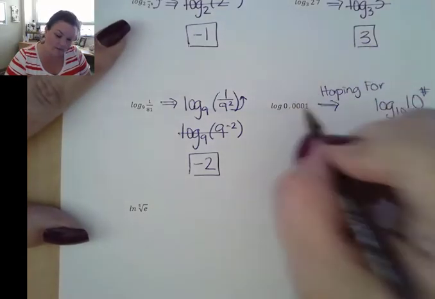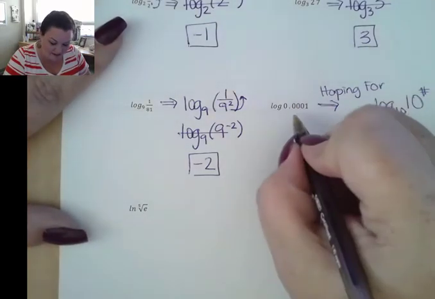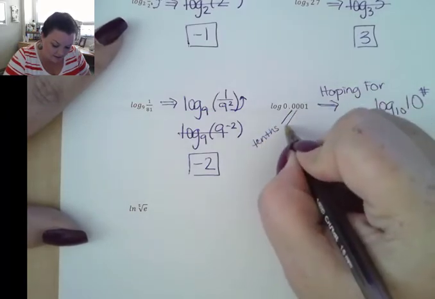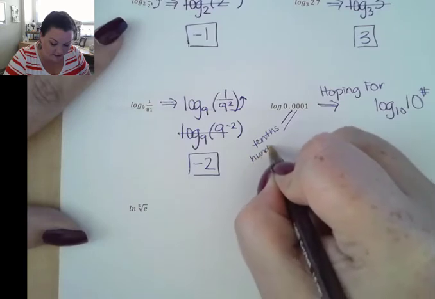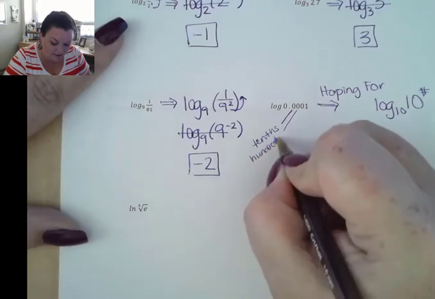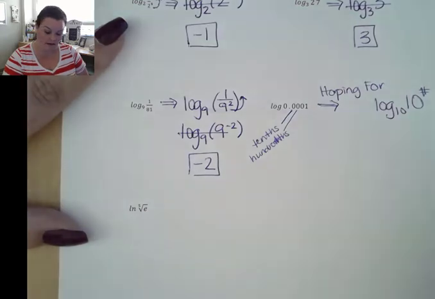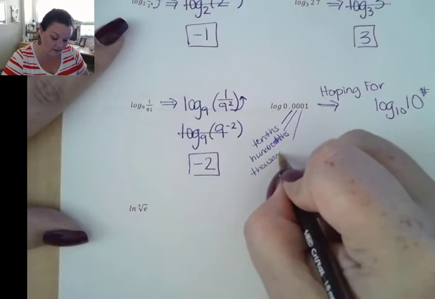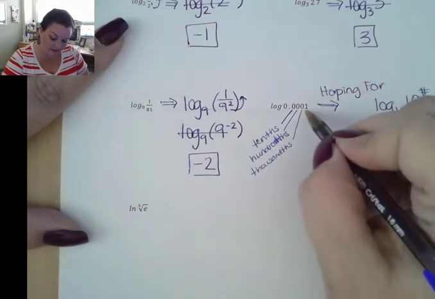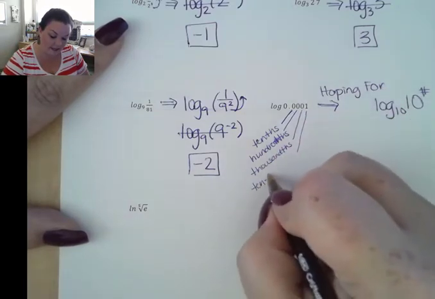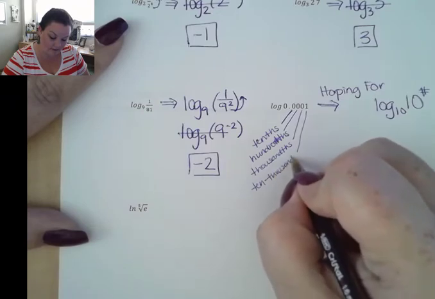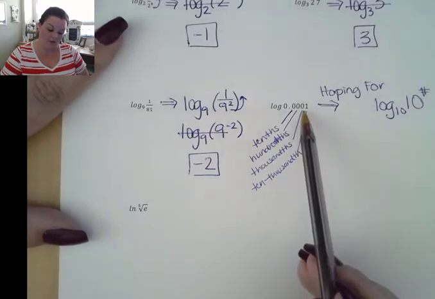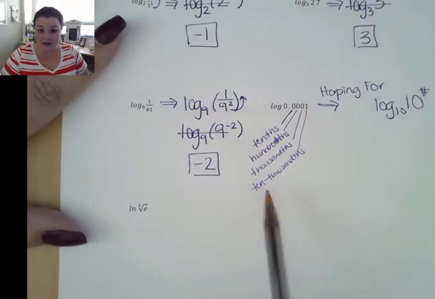So remember, good old place value, right? My first place value is the tenths, right? The next place value is hundredths. Then the next place value would be thousandths. And then the last place value here would be ten thousandths. Right? I remember doing that way back when. So what this is saying is that we have 1 ten-thousandth.